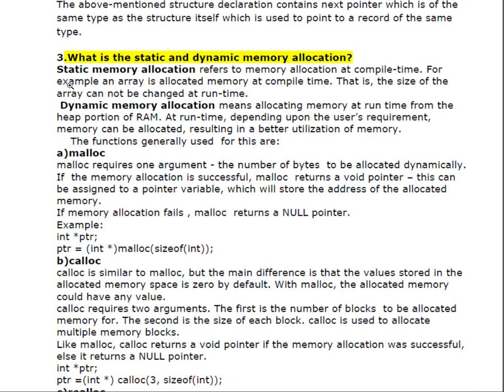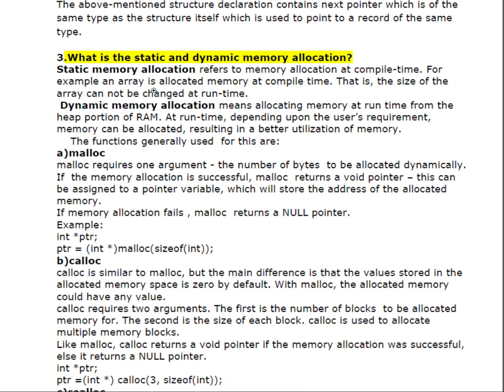We have to name it like this. There is a syntax and we have to initialize it like that. But dynamic memory allocation means allocating memory at runtime. That means at runtime, in the heap portion of RAM, random access memory, the memory is allocated, resulting in a better utilization of memory.